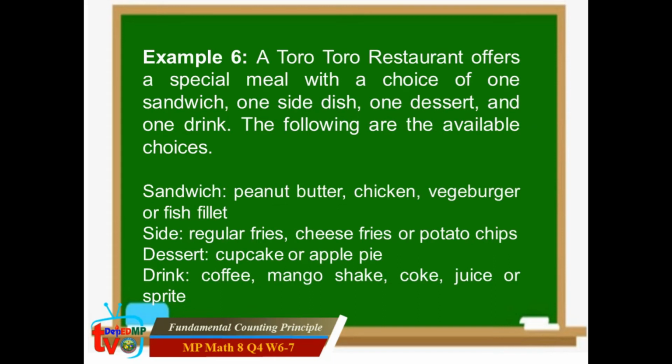Example 6. A Toro Toro restaurant offers a special meal with a choice of 1 sandwich, 1 side dish, 1 dessert, and 1 drink. The following are the available choices. For sandwich, we have peanut butter, chicken, veggie burger, or fish fillet. For side, we have regular fries, cheese fries, or potato chips. For dessert, we have cupcake or apple pie. For drink, we have coffee, mango shake, Coke, juice, or Sprite.